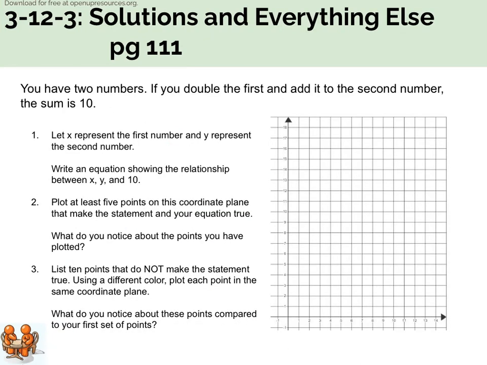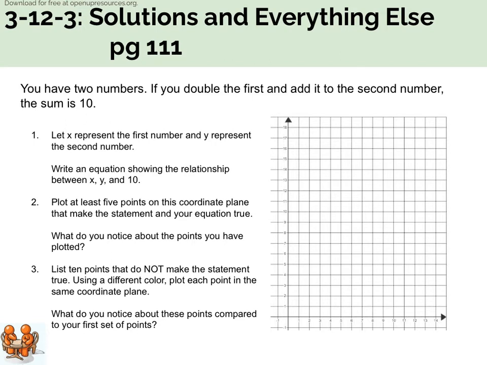All right, let's turn to page 111. And we have 2 numbers. If you double the first number and add it to the second number, the sum is 10. So we're going to work with this wording. And so let's say X represents the first number and Y represents the second number. Write an equation that shows the relationship between X, Y, and 10. So go ahead and pause for a second and answer that question.